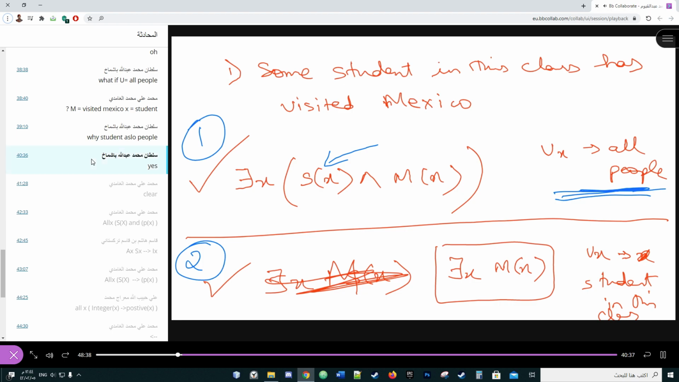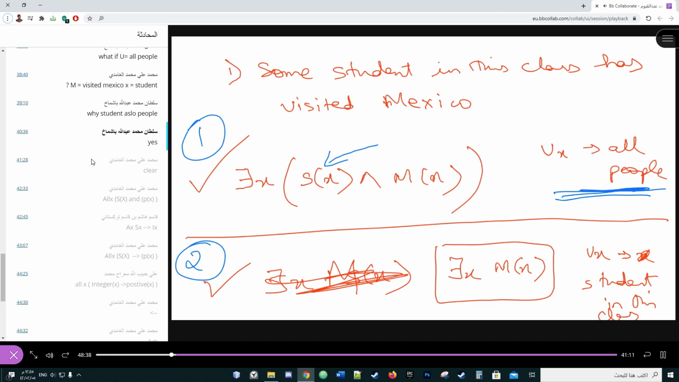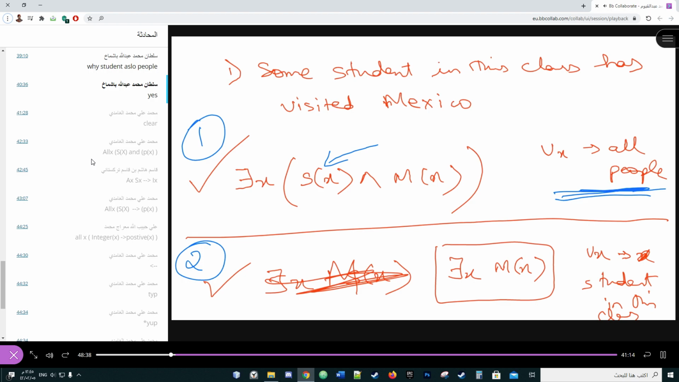So we keep our options open. Okay, so it's a good question, but we have to think in a broad way. We cannot say the user is only a student in this class. Otherwise, we're talking about a small software, or we're looking at a problem in a very short-sighted, constrained way. So if you're looking at it in a broad way, we say X is any student, any person. Okay, yes, Muhammad Ali. M means X has visited Mexico, and S of X means X is a student.